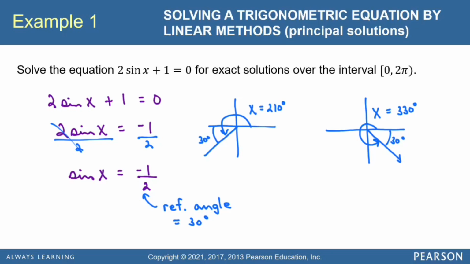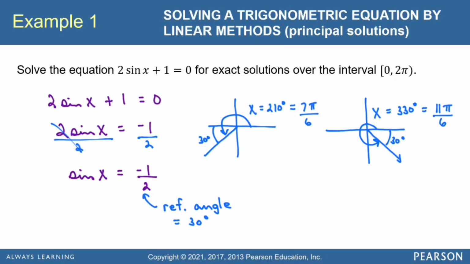Now remember, we're supposed to state exact solutions over the interval from 0 to 2 pi. So we need to take these two solutions and convert them to radians. We know that 210 is 7 times 30. And we know that the radian equivalent for 30 degrees is pi over 6. So 7 times 30 degrees becomes 7 times pi over 6 radians. And 330 is 11 times 30. So this 330 degrees converts to 11 pi over 6 radians.